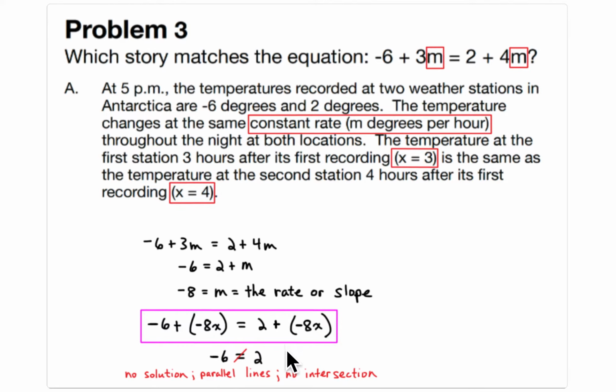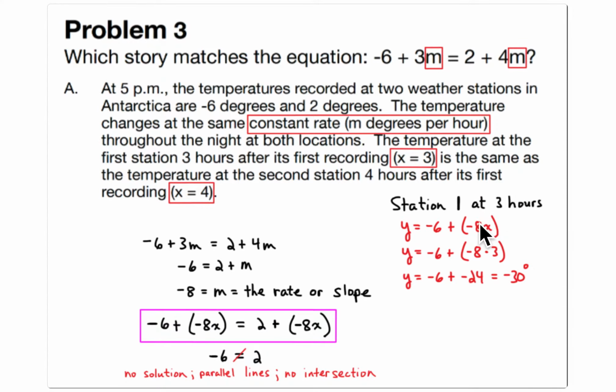So if you solve it, you're going to get rid of this -8x on both sides, and you're going to end up with -6 equals 2, but they are not equal. So there's no solution. When you graph it, you're going to come up with parallel lines. They will not intersect. There will not be a time when the temperatures will be the same. So there will not be a same time when the temperatures will be equal.